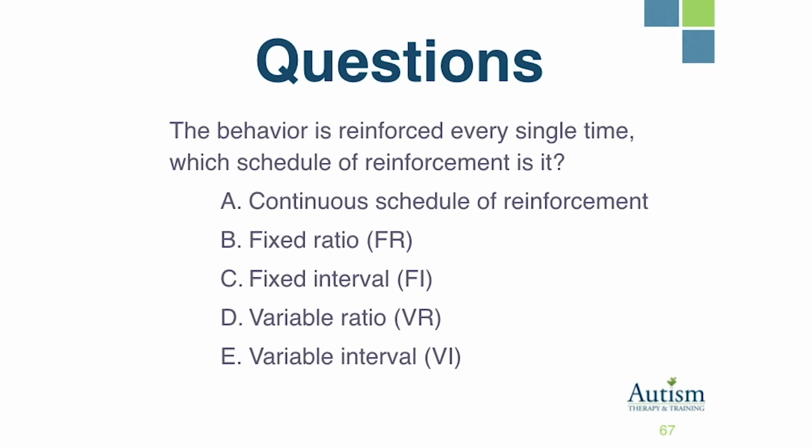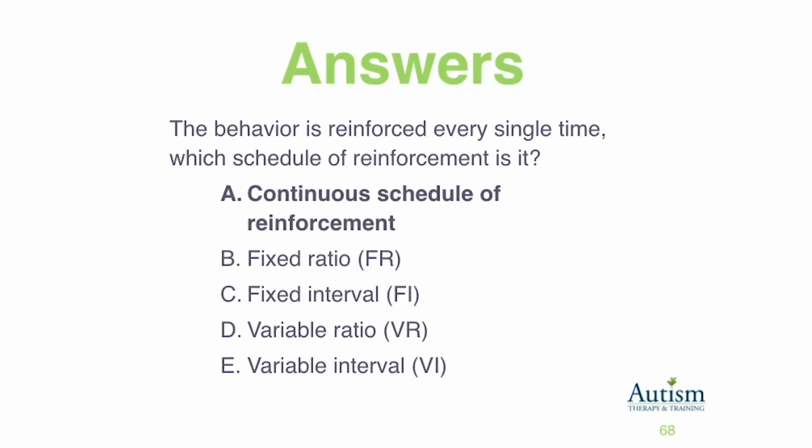The behavior is reinforced every single time. Which schedule of reinforcement is it? A. Continuous schedule of reinforcement. B. Fixed ratio. C. Fixed interval. D. Variable ratio. E. Variable interval. And the correct response is A. Continuous schedule of reinforcement.